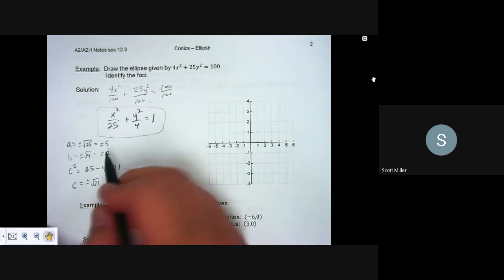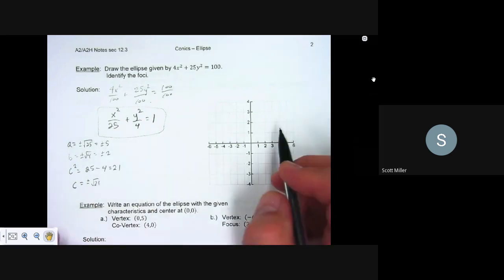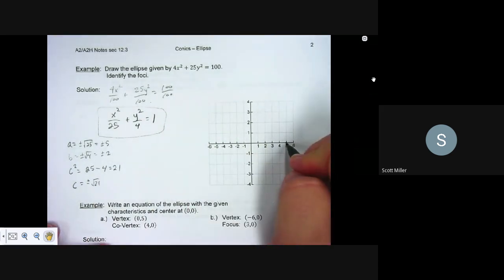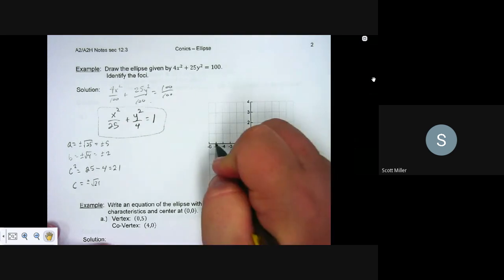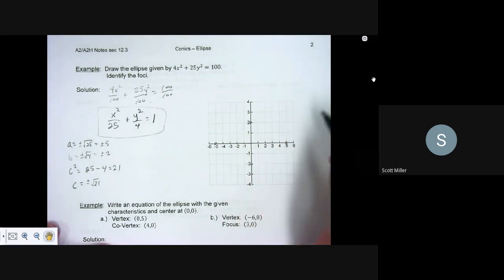So I can go and graph these. I know it's horizontal because the bigger number is under the X. So I know that it's going to go in this fashion. The vertices are at 5 and -5. The co-vertices are at 2 and -2. And then here's the center.